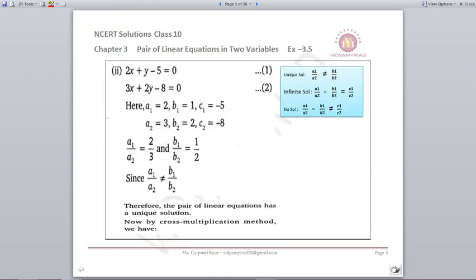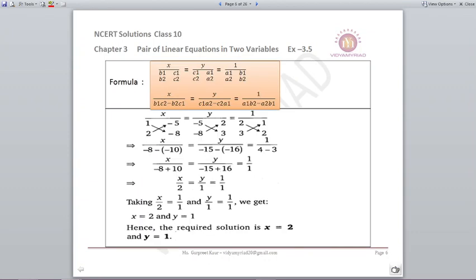Next, 2x plus y minus 5 is equal to 0 and 3x plus 2y minus 8 is equal to 0. So let us find the ratios. Using that, we see that a1 upon a2 is not equal to b1 upon b2. What does it mean? It has a unique solution, and for this we will now apply the cross multiplication method to find the values of x and y.